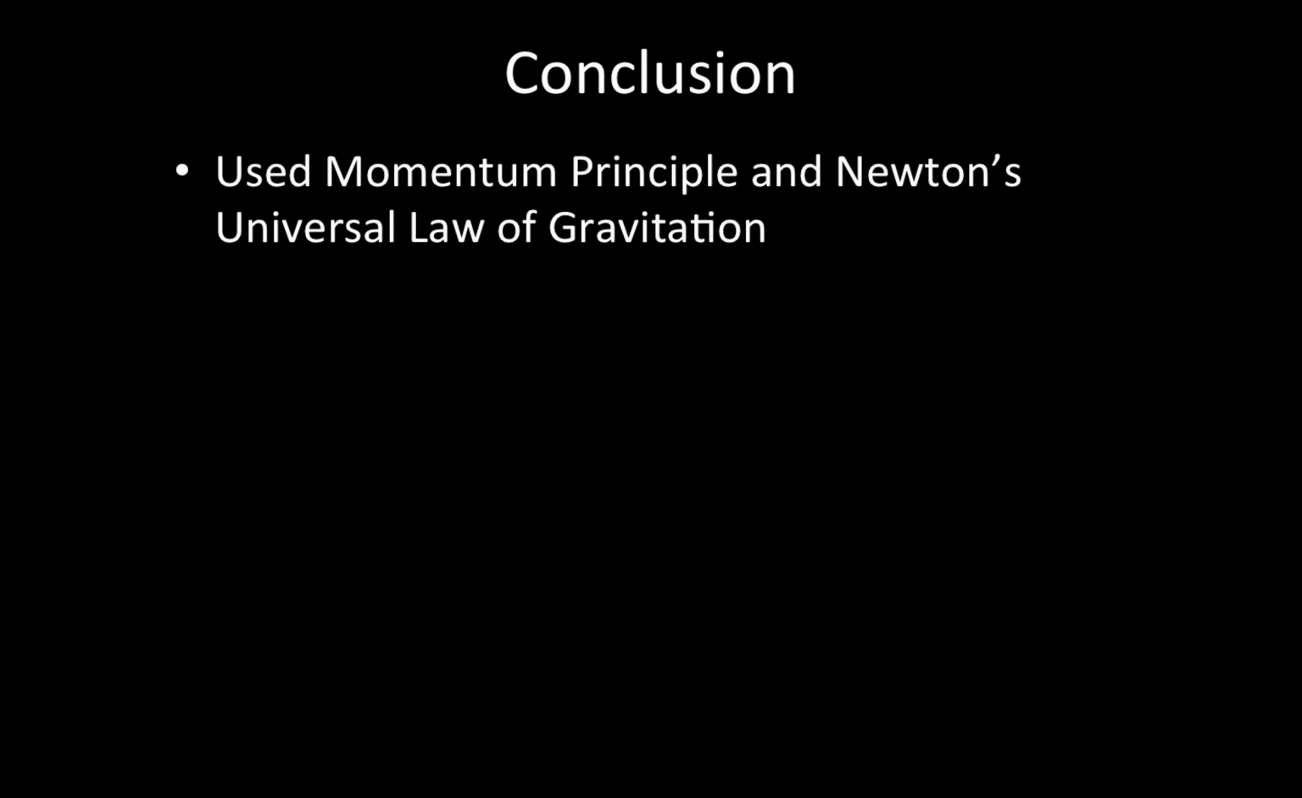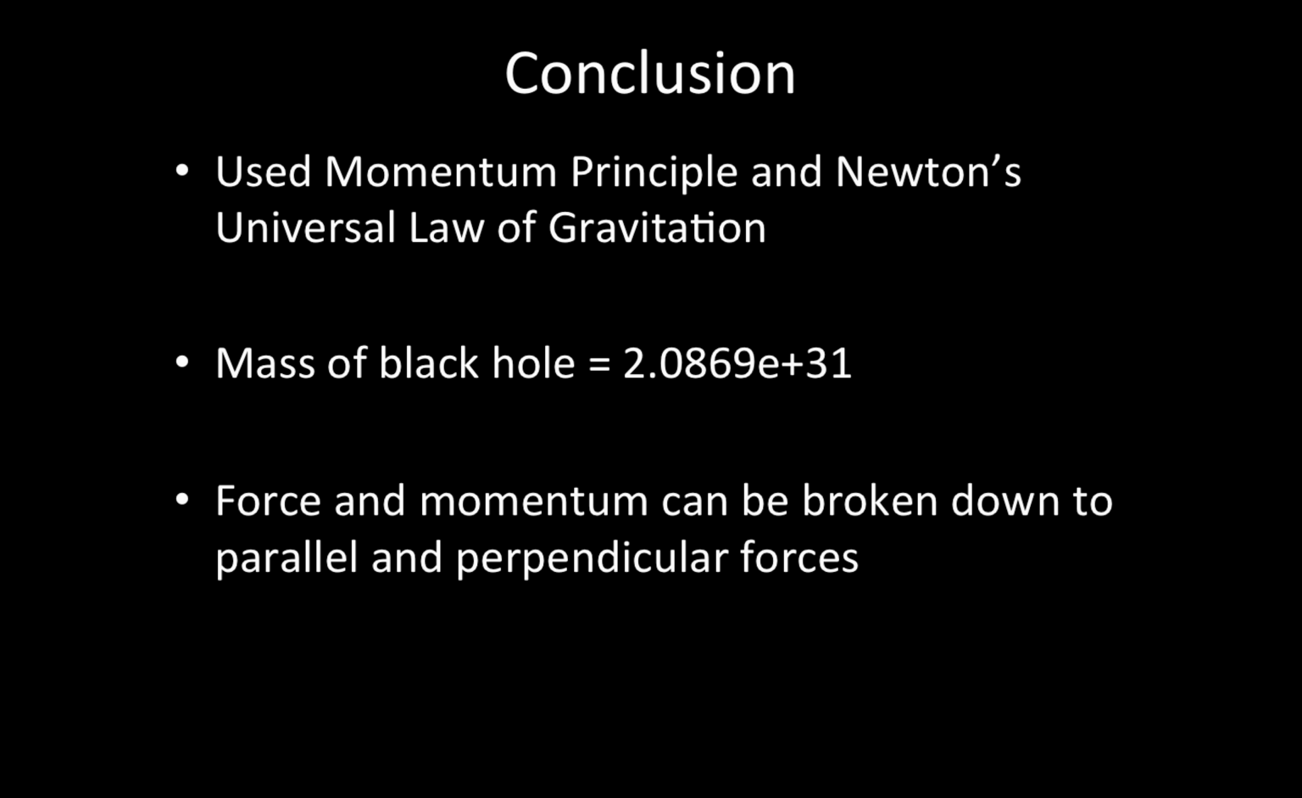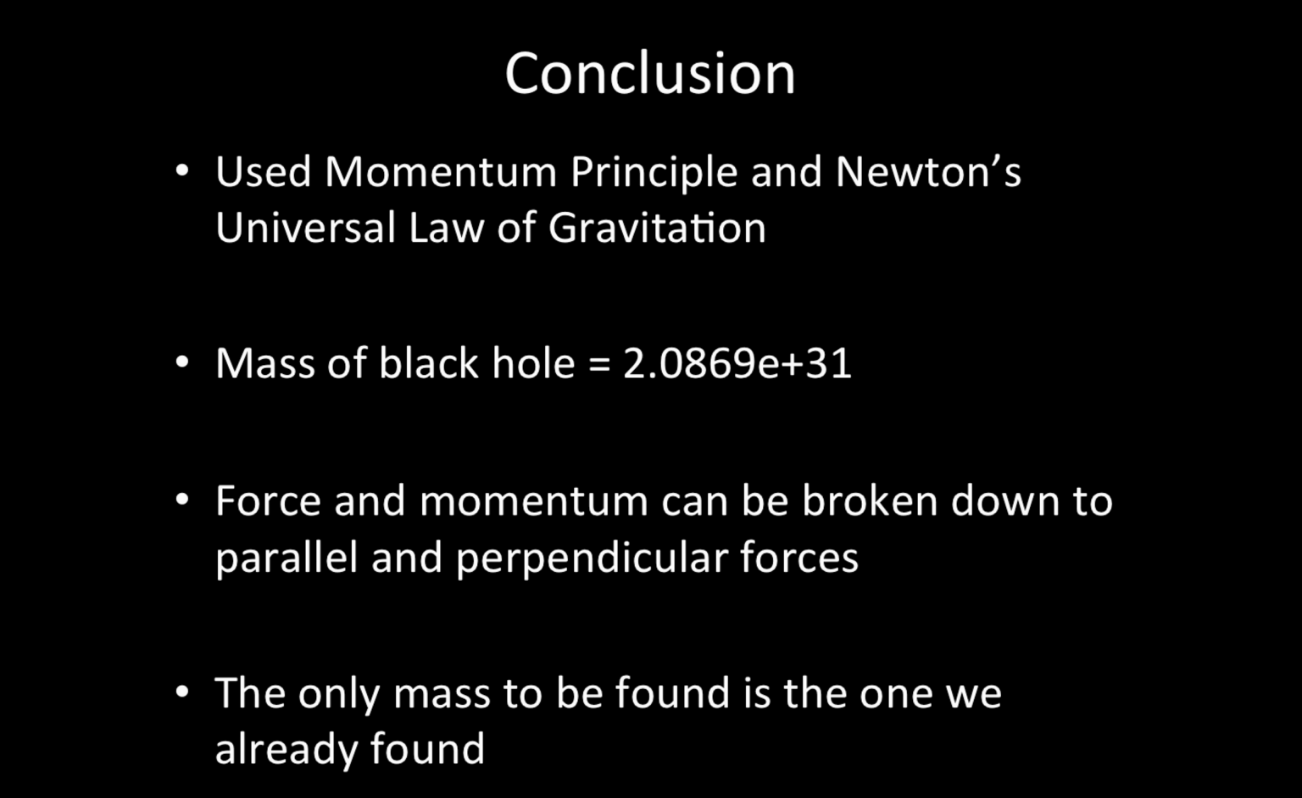So, all in all, using the momentum principle and Newton's universal law of gravitation, we were able to find the mass of the black hole, which came out to be 2.0869 × 10^31. Also, force and momentum can be broken down into parallel and perpendicular forces, and the only mass to be found is the one we already found.